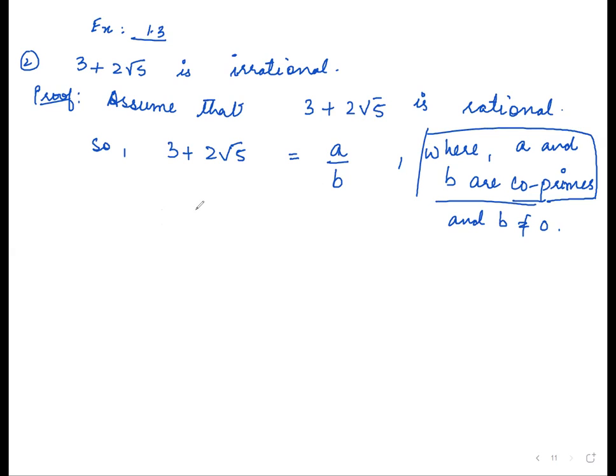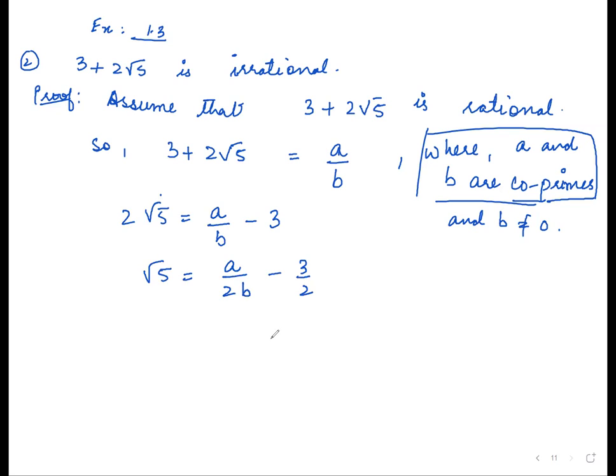So that means I can write it that 3 plus 2 under root 5, right? So just keep the under root part on the LHS. So I can write 2 root 5 is equal to A upon B minus 3. Clear? Or root 5 is equal to A upon 2B minus 3 by 2.